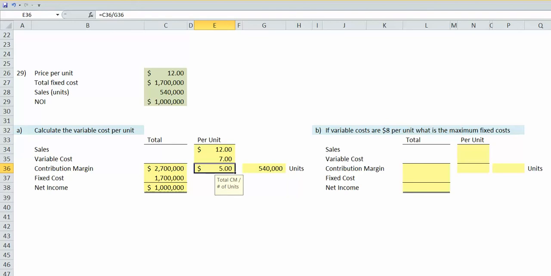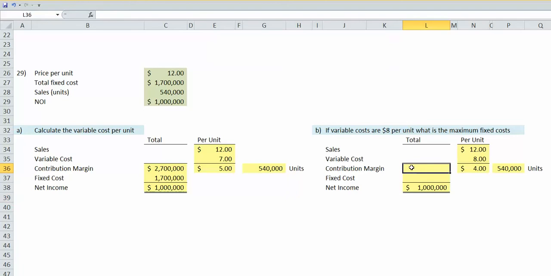Now let's consider basically the same information, but we're told that our variable costs are $8 per unit, and we need to find our maximum fixed cost. Again, we're selling 540,000 units at a selling price of $12 per unit, which means we are earning a contribution margin of 12 minus 8, or $4 per unit. If our target net operating income, again, is $1 million, we can figure out our maximum fixed cost.